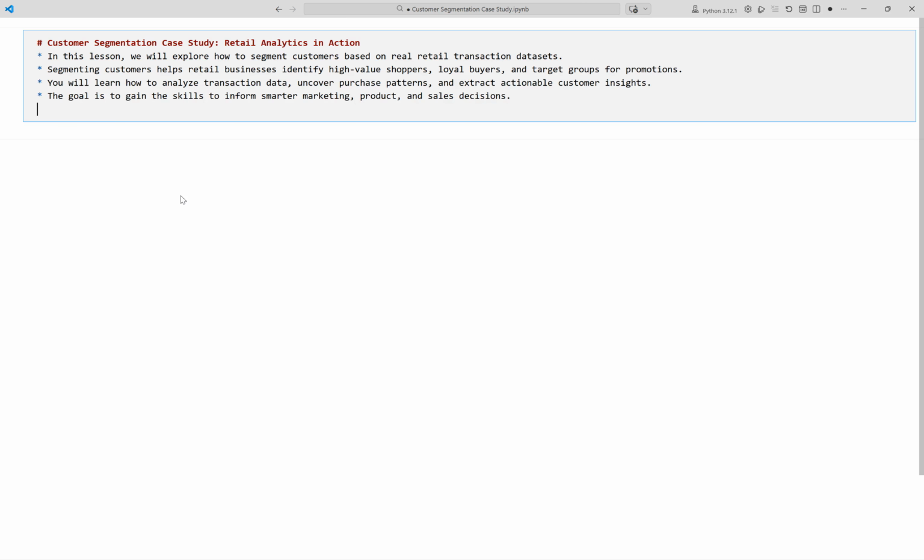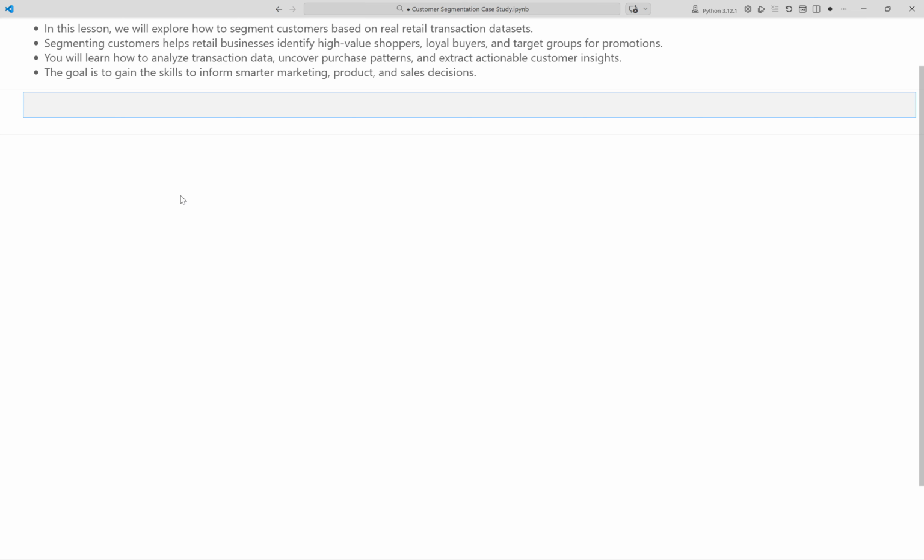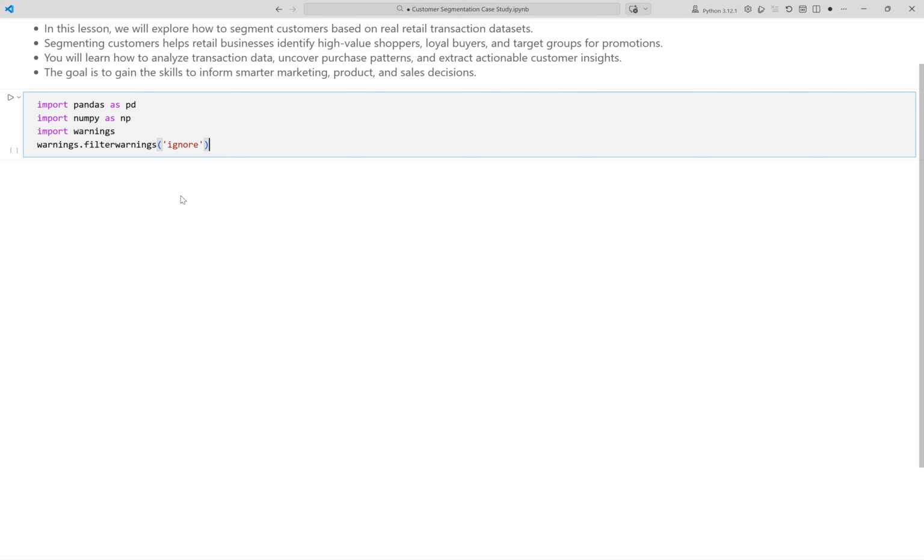Running the cell now. We import pandas to work with tabular retail datasets. We import NumPy for fast calculations and random simulation. We import the warnings module to avoid distracting error messages. We tell Python to ignore all warnings in this notebook. Running the cell now.